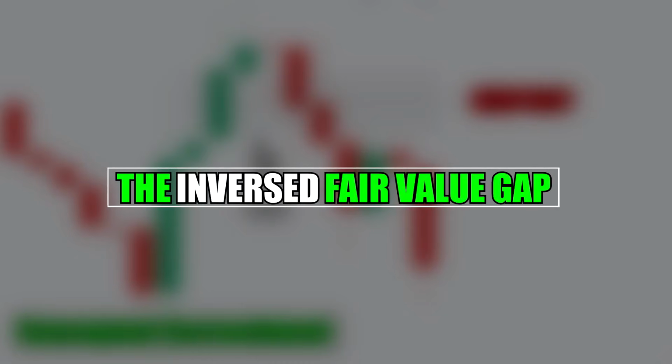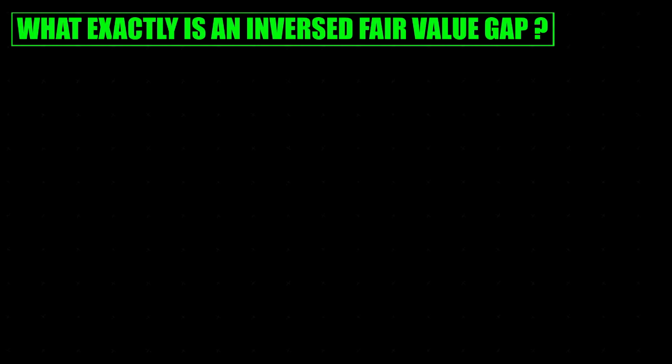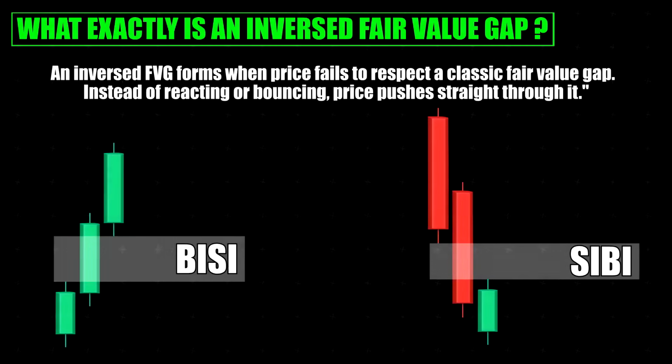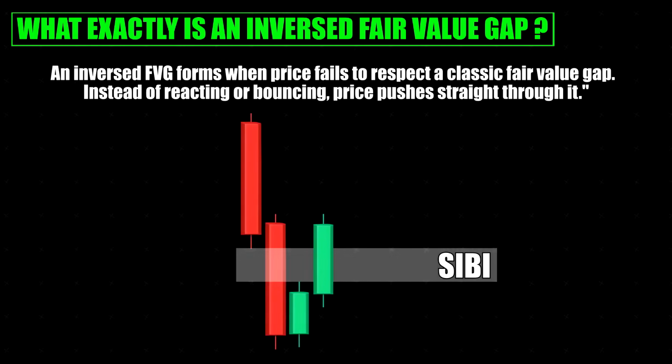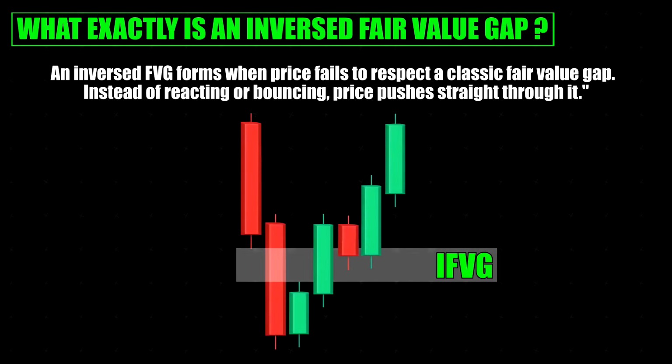Now let's move on to the second fair value gap model, which is the inverse fair value gap. So what exactly is an inverse fair value gap? An inverse FVG forms when price fails to respect a standard fair value gap. Instead of reacting or bouncing, price pushes straight through it. When this happens, the original gap often flips its function and starts acting as a support or resistance level, depending on the breakout direction. This concept mirrors the dynamics of supply and demand zones.